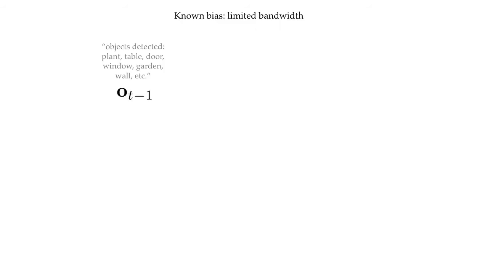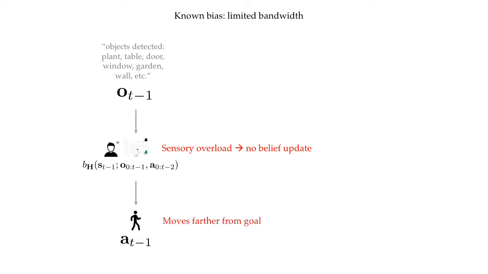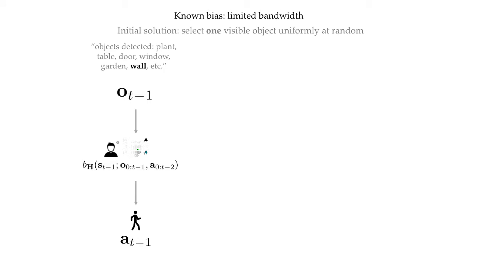In the first set of experiments, we assume the user is primarily affected by limited sensor bandwidth. Consider the navigation with visual impairment setting described earlier. The assistant might detect many different objects in the scene. But if the assistant were to simply tell the user about all of them, the user would be overwhelmed and may not be able to incorporate the new information and move toward their target. A simple initial solution to this problem is to inform the user about just one of the visible objects selected uniformly at random at each time step.